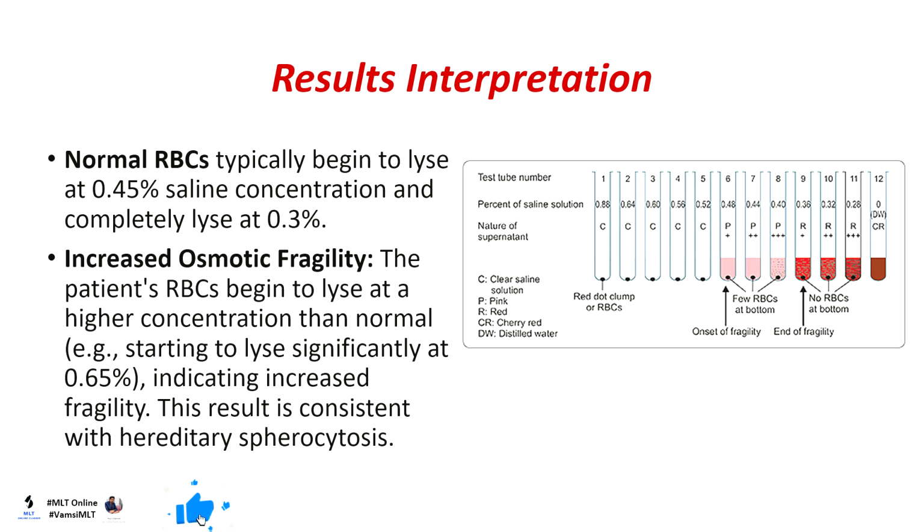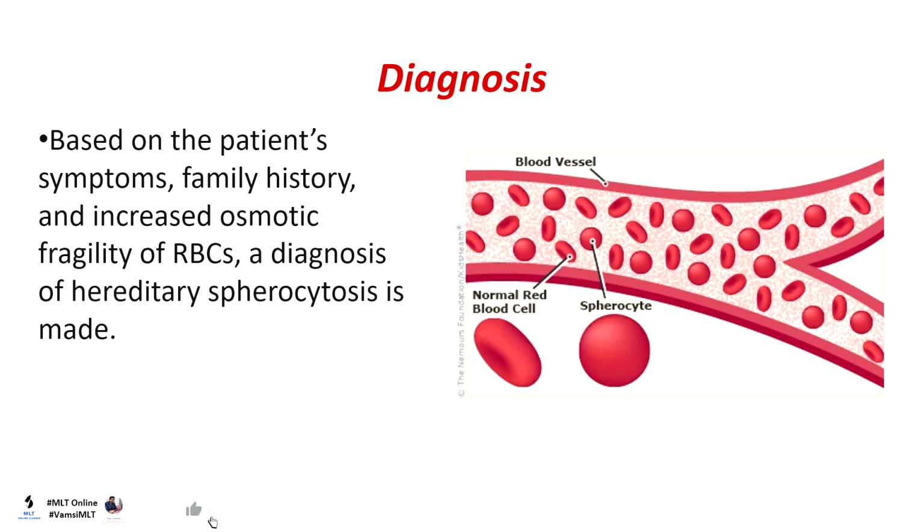Increased osmotic fragility. The patient's RBCs begin to lyse at a higher concentration than normal, e.g., starting to lyse significantly at 0.65%, indicating increased fragility. This result is consistent with hereditary spherocytosis. Diagnosis. Based on the patient's symptoms, family history, and increased osmotic fragility of RBCs, a diagnosis of hereditary spherocytosis is made.